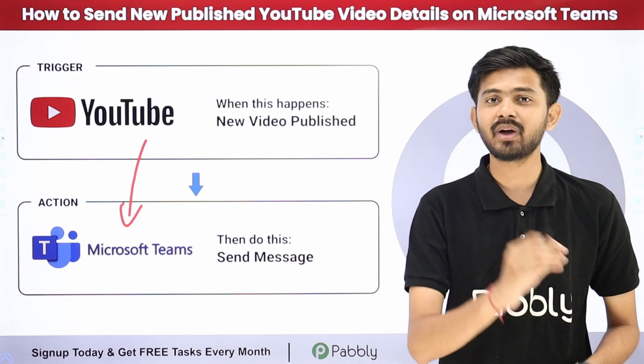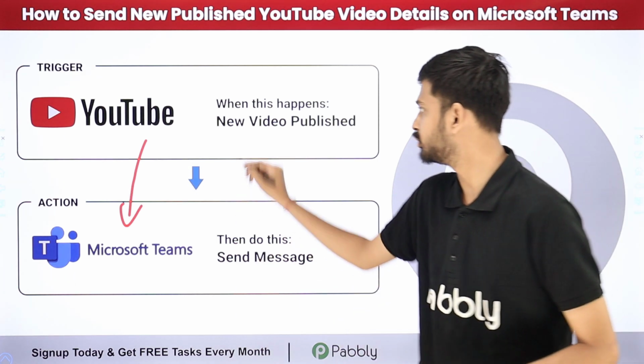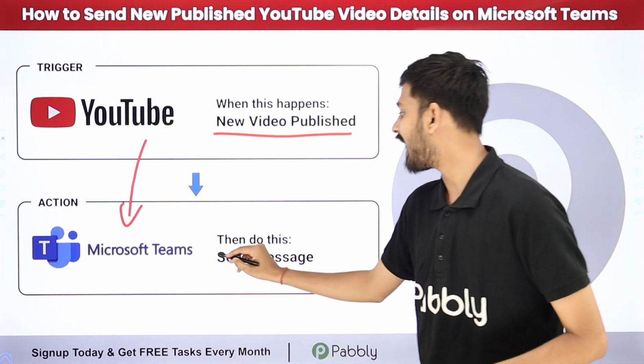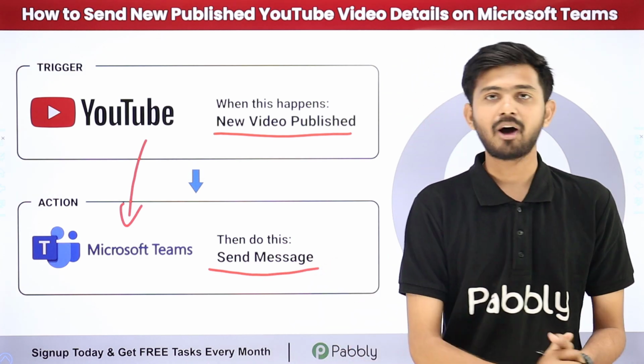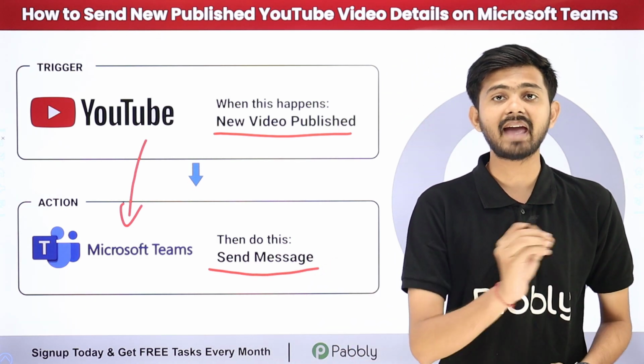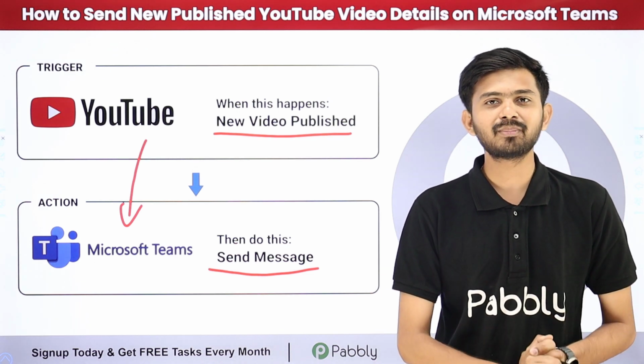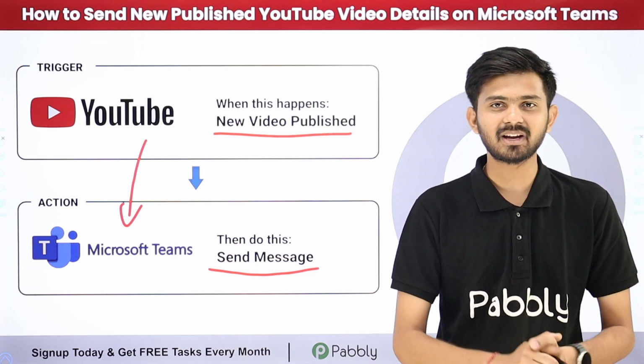Now with Pabbly Connect, whenever I receive a new published video through YouTube, I'm automatically going to send a message to my internal team on Microsoft Teams. So I'm going to send a message on Microsoft Teams for every new video that I publish on my YouTube channel. So how am I going to build this connection? For that, let me take you to my computer screen.